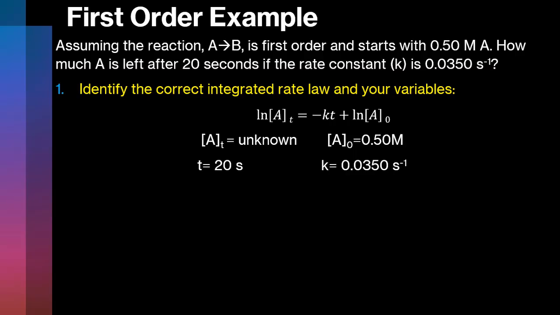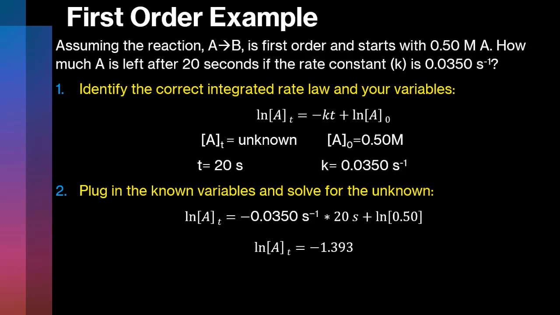The next thing we're going to do is plug in those known variables and solve for our unknown. So here, ln of A t is going to be equal to negative 0.0350, don't forget that negative sign, times 20 seconds plus the ln of 0.50. Simplify the right side of the equation, and we end up with the natural log of A t is equal to negative 1.393.